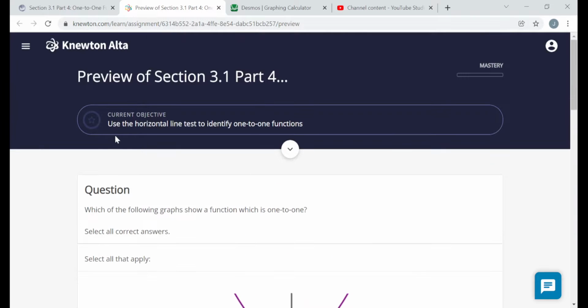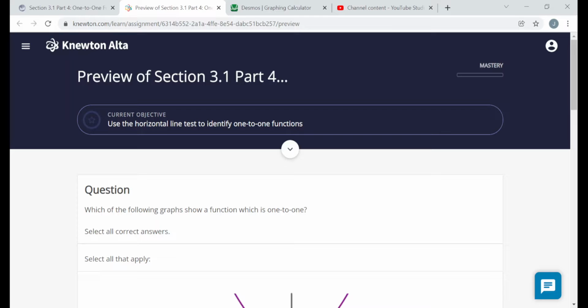Okay. So the first objective that I'm looking at here is use the horizontal line test to identify one-to-one functions. Now we've seen the vertical line test earlier in this section. I think it was section 3.1 part 1. Now the vertical line test told you if y was a function of x. It just told you if a relation was a function, period. The horizontal line test will tell you if a function is one-to-one, right? So this is even more specialized.